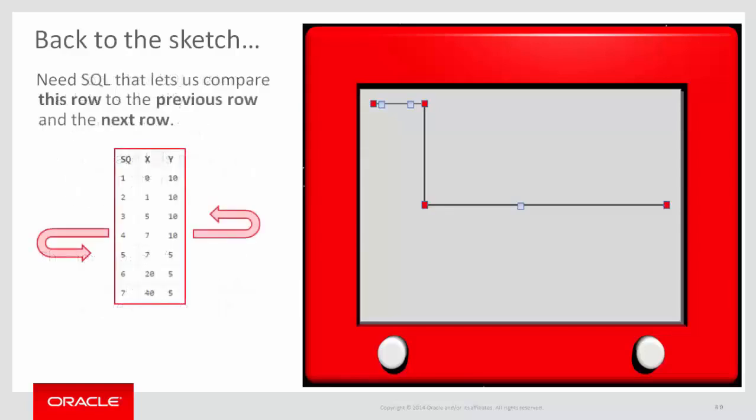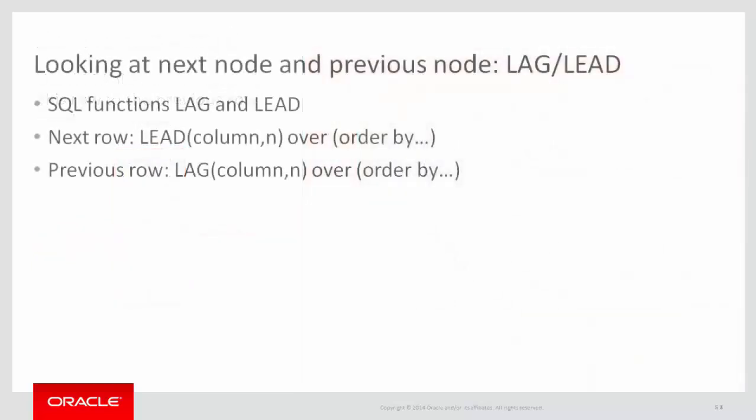Now in general, there's a pattern here. When I have a table and I want to look back at the previous row or forward to the next row, the functions that I'm going to use in SQL to do that are lag and lead. These are ANSI standard SQL functions. Lead lets us peek forward to the next row or to the nth next row over a certain ordering, and lag lets us peek backward to the previous row or the nth previous row over a certain ordering.